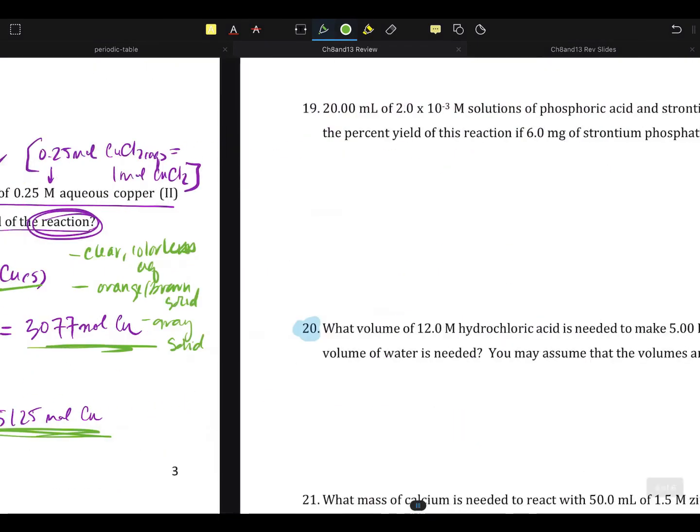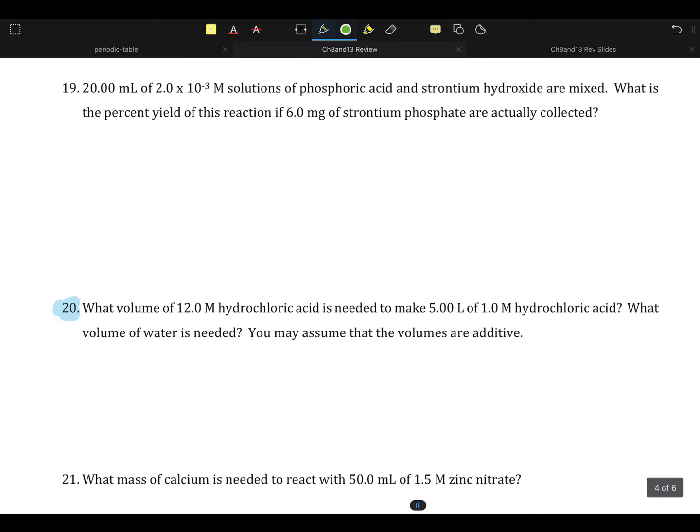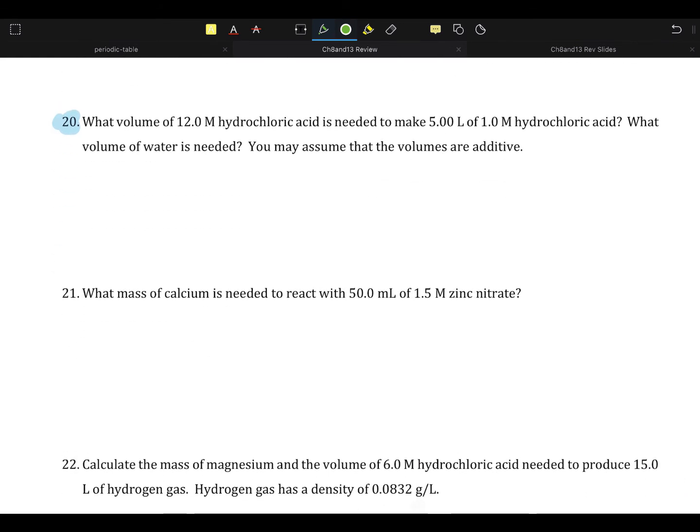All right, next up, what volume of 12 molar hydrochloric acid is needed to make 5 liters of 1 molar hydrochloric acid? And what volume of water is needed? And we can assume that volumes are additive. So here we have hydrochloric acid and we have hydrochloric acid. So not a chemical reaction, right? There's no reaction happening, right? All we're doing is, if we take a look here, diluting it, making something less concentrated.